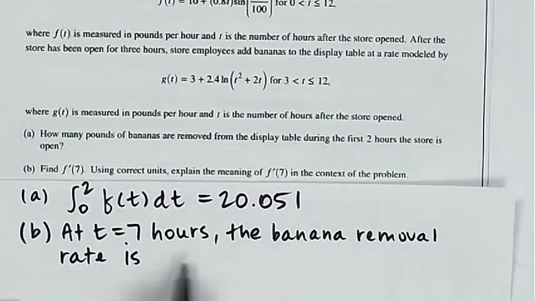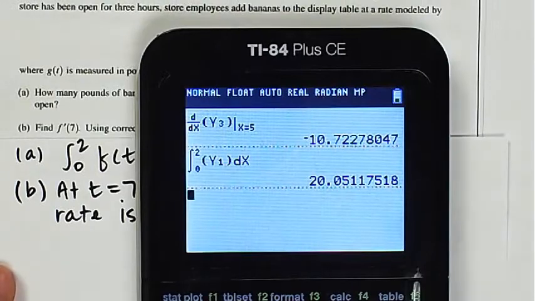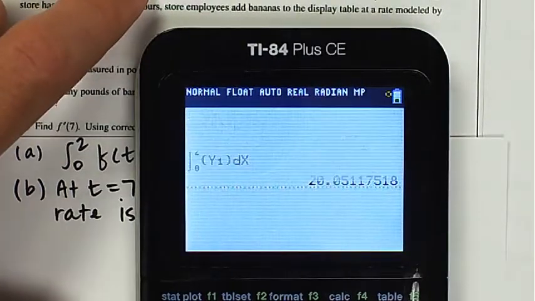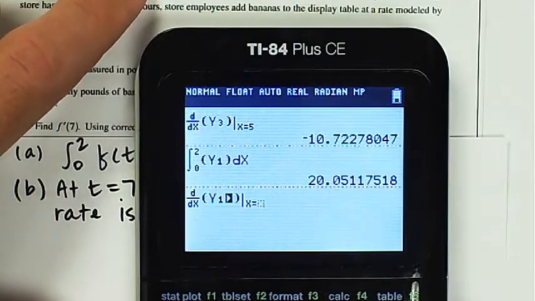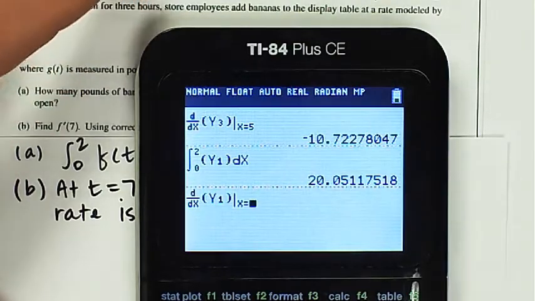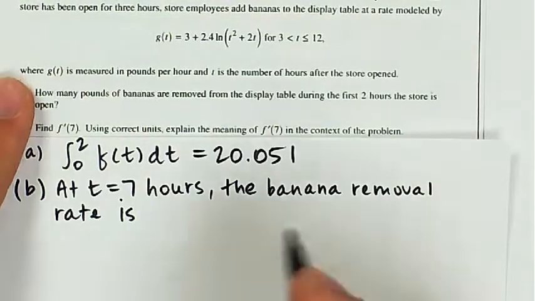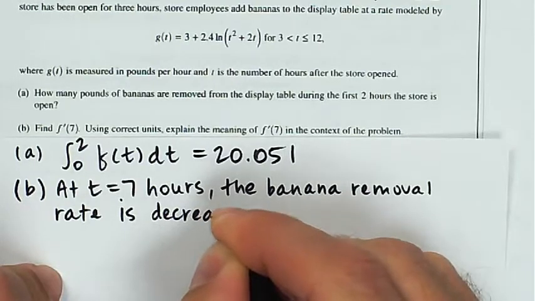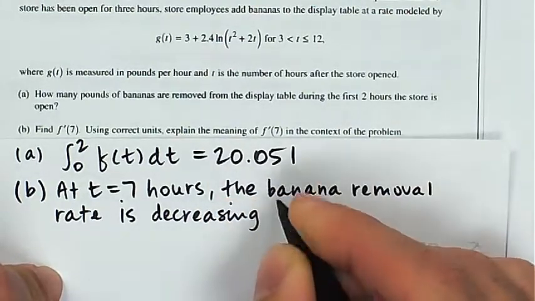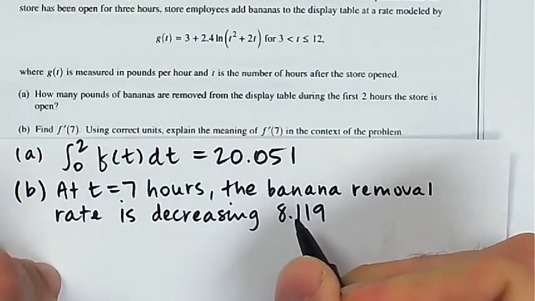And then I'm going to put increasing or decreasing, but I need to take f prime of 8. So I've got f in y1, so I'm going to take the derivative of y1 at the time when t equals 7. I'm going to get negative 8.119. So f is decreasing by 8.119. Remember, I can round or truncate, doesn't matter.